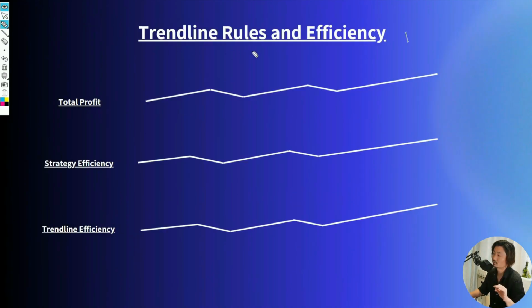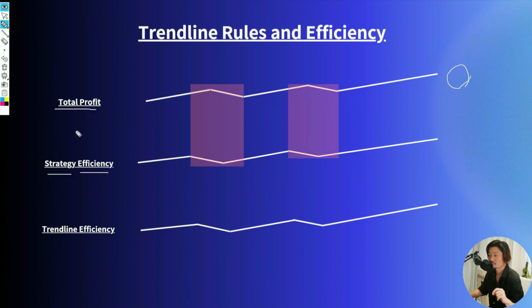All right, trendline rules and efficiency. Like I explained in lesson 1 of this course, the main goal of trading is to make consistent profits over the long term, right? So that'll be this graph right here. And I also explained that a strategy's efficiency should mimic this total profit curve, right? You can see that the total profit curve and the strategy efficiency curve are both generally mimicking each other.